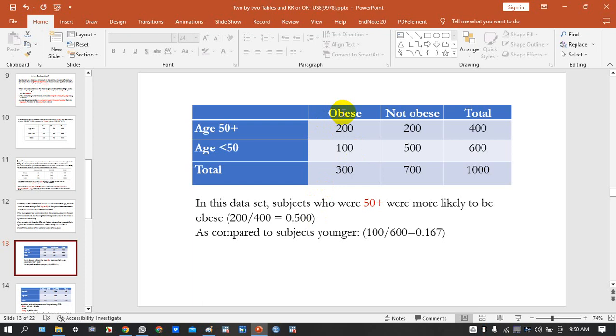We want to establish whether age has influence on obesity, meaning that if you are older, will you become obese, and if you are younger, will you become obese? And we saw that being older predisposes you to obesity compared to being younger. If you are younger, you will not be predisposed to obesity, but if you are older, you will be predisposed to obesity.